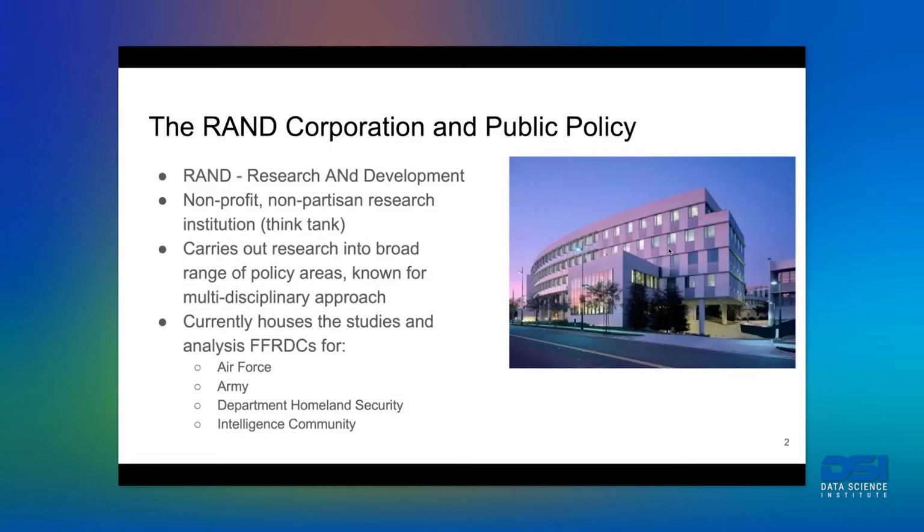Okay. So RAND is a think tank that houses 4 different FFRDCs, known as federally funded research and development centers. These are very different from the national lab FFRDCs like Lawrence Livermore. These are institutions that do research dedicated towards a particular government agency. We have one for the Air Force, Army, DHS, and the intelligence community. Much of our work comes through those organizations, but we also do work for other funding agencies. In particular, we have a lot of research funded by a RAND health unit. Okay, so that's just one slide of background.